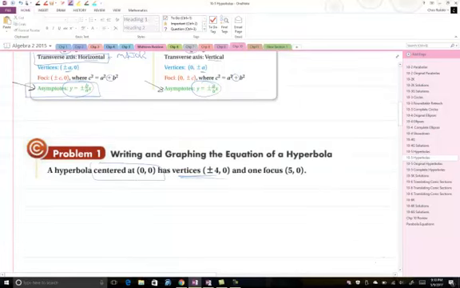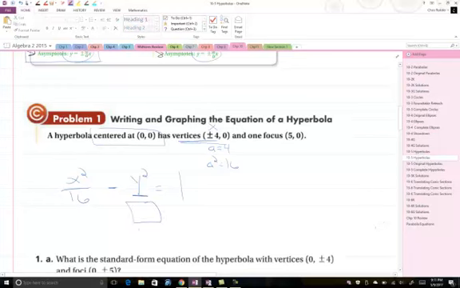We have a vertex at plus or minus 4. So that's a equals 4, a squared equals 16, and notice this is an x value. And if we're saying it's a vertex, that means x squared is over 16. It's minus this time. It is still going to be equal to 1. We need to find out what b squared is. But they only gave us the focus. Focus is still dealing with c. c equals 5, so c squared equals 25.